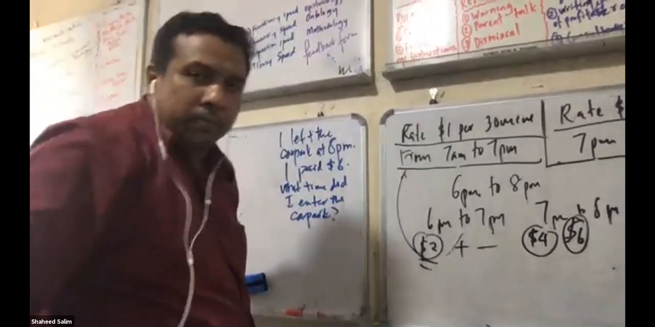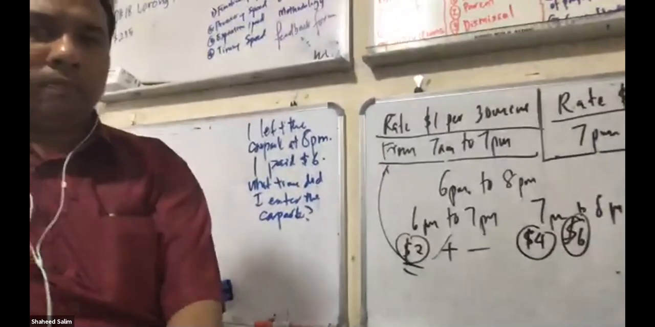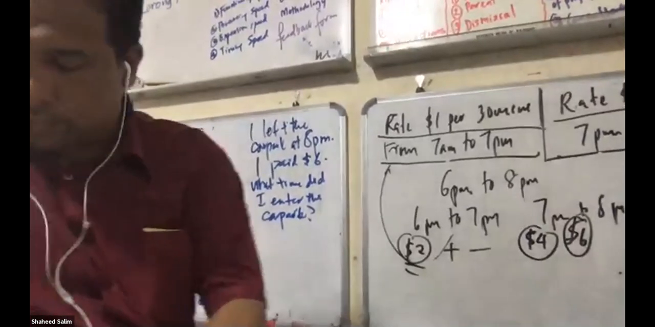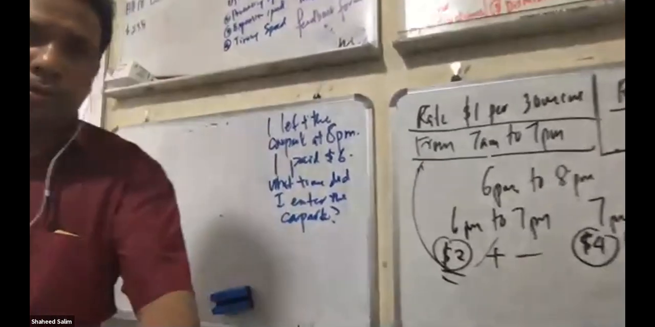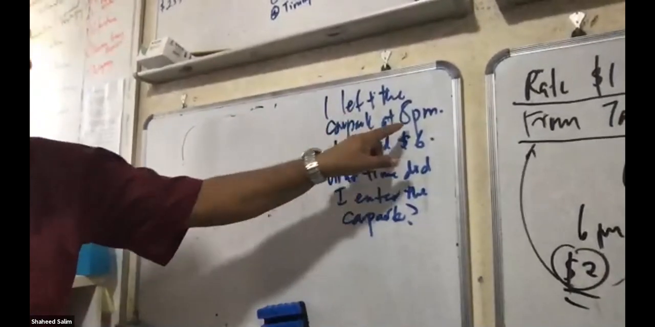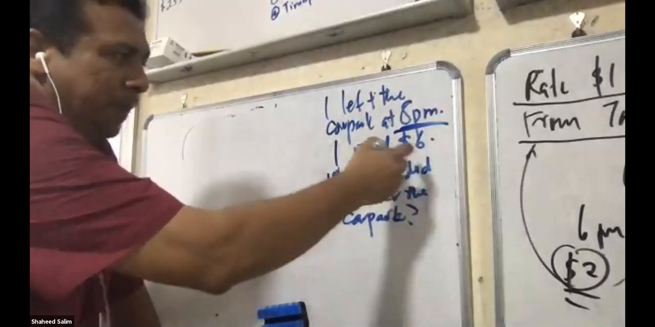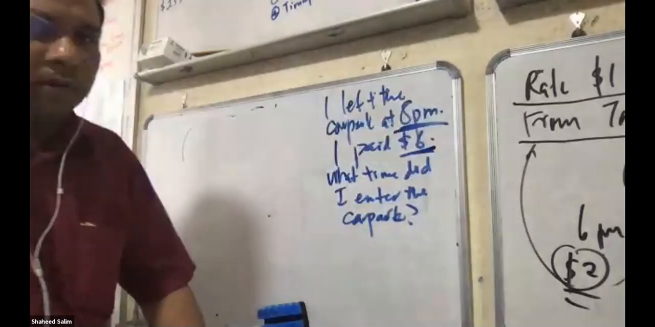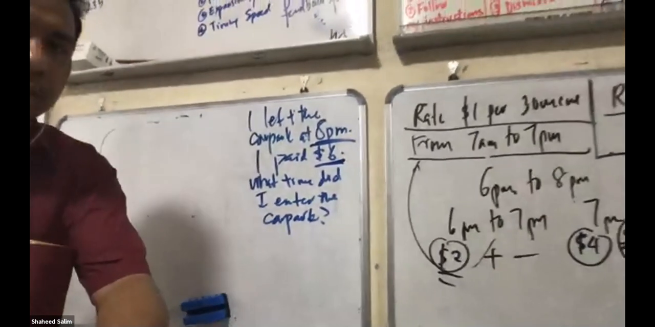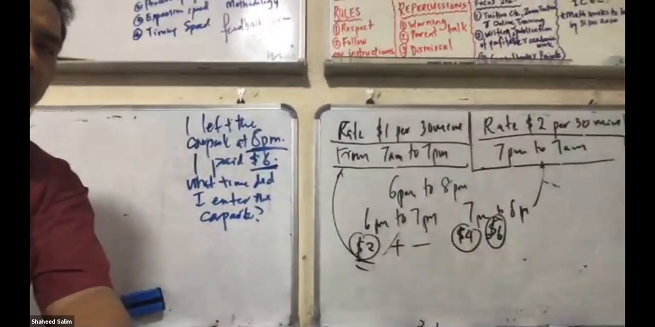I repeat, just hold on. Okay, now. I left the car park at 8 p.m. Right? I paid $6. This is the rate. The rate is the same down here. Okay. This is the rate.